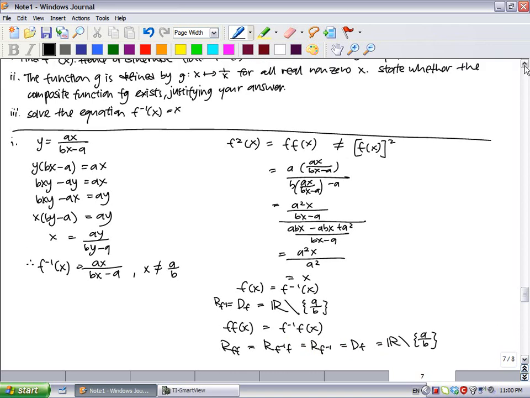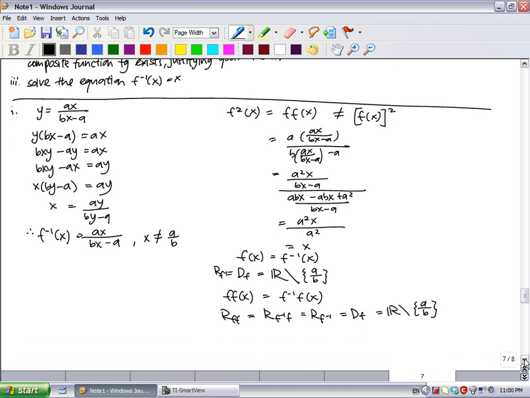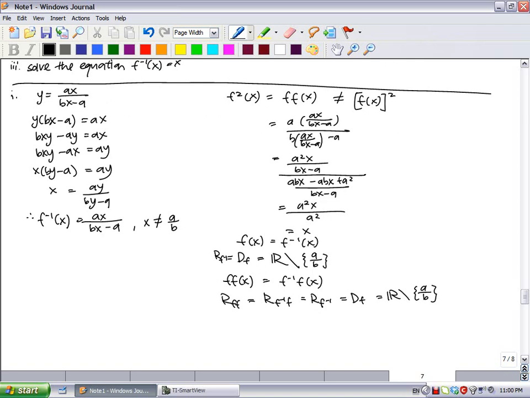For part 2, function g is defined by g x equals 1 over x, for all real non-zero x. State whether the composite function fg exists, justifying your answer. So all they are asking is, remember, fg exists only if the range of g is a subset of the domain of f. This is the question.